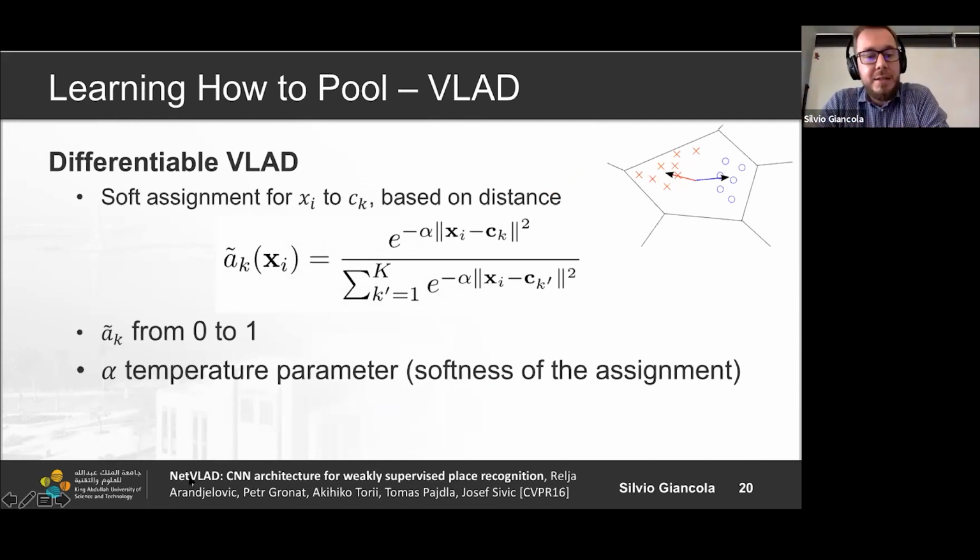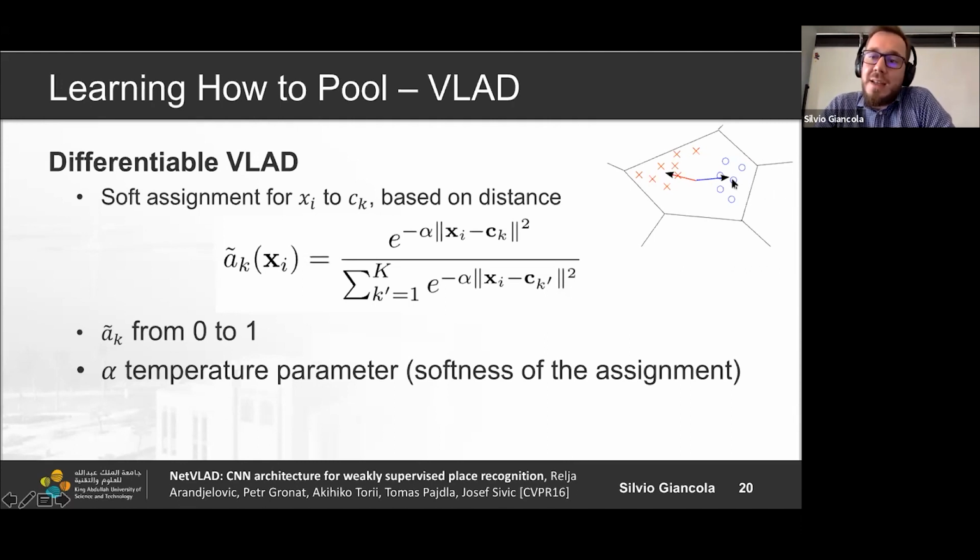In the NetVLAD paper, from CVPR 2016, they define a soft assignment of each sample xi to the cluster center ck. This soft assignment is based on the distance between your point xi and all the centers ck. So here they are creating a soft mean of the distances. For a specific point, for instance, the closest might be from one cluster, but that point is also the second closest here, and the third closest is here.